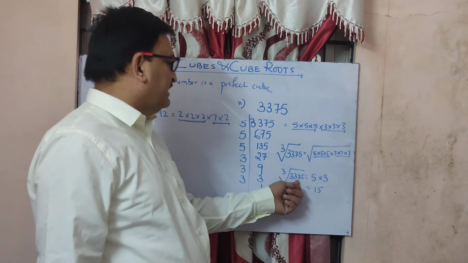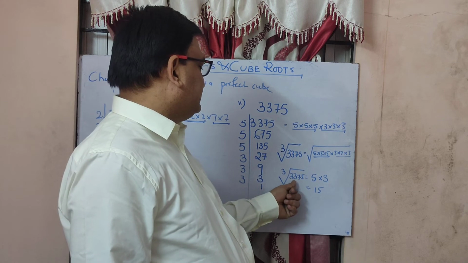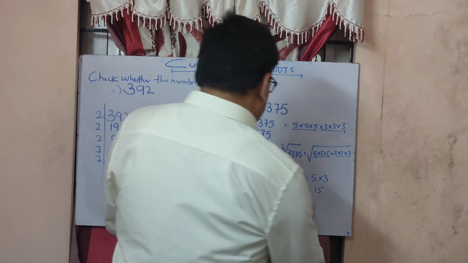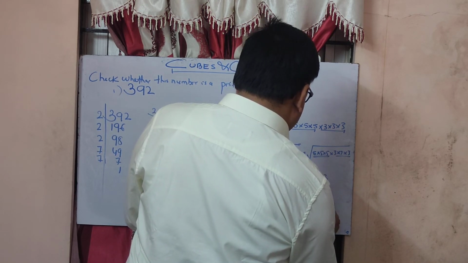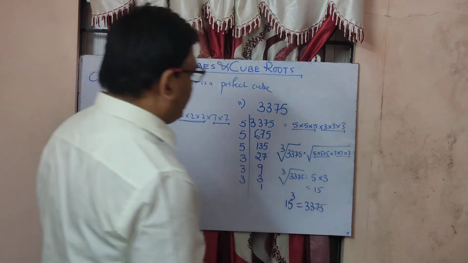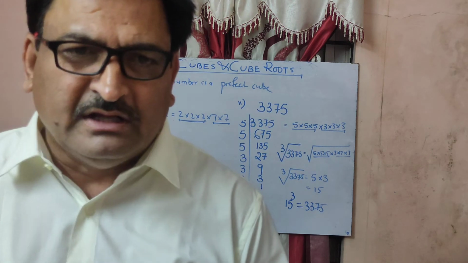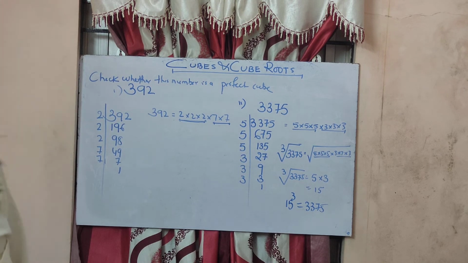Cube root of 3375 is 15. Or this number is the cube of 15. This number 3375 is the cube of this number. Or you can write 15 cube is equal to 3375. If you multiply 15 three times, the answer will be 3375. This is how we can find out the cubes and the cube roots.